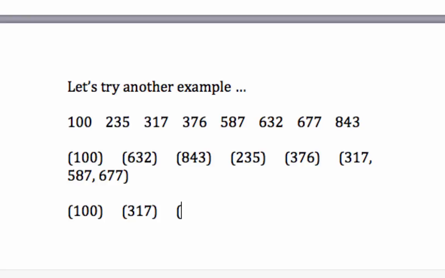Numbers that have a 2 in the middle, there are none. Numbers that have a 3 in the middle, 632 is the first one that I find. 235 is the next one, and we are done. Numbers that have 4 in the middle, 843.